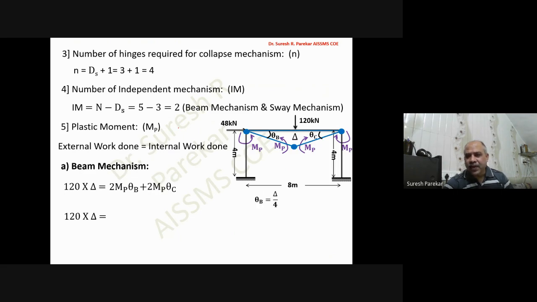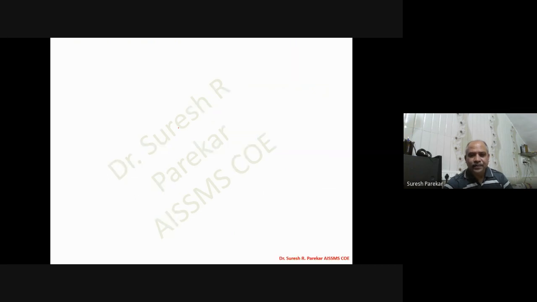Then theta B is delta by 4, and theta C is delta by 4, because we have the 120 kilonewton at the center of this beam. And then we substitute these values: 2 mp delta by 4 plus 2 mp delta by 4. From this we get mp equal to 120 kilonewton meter, which is the first one, from the beam mechanism.